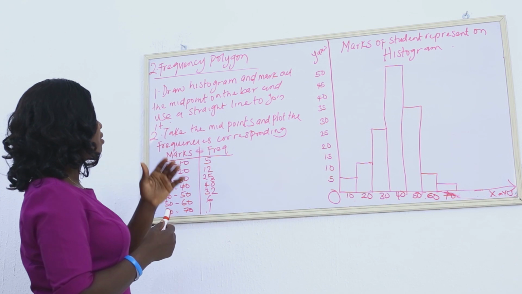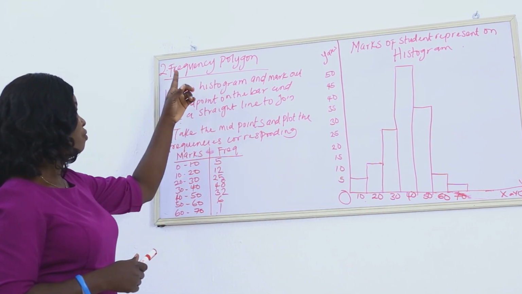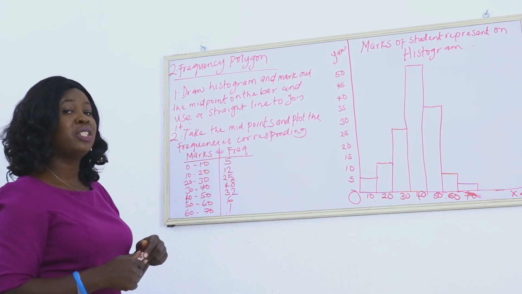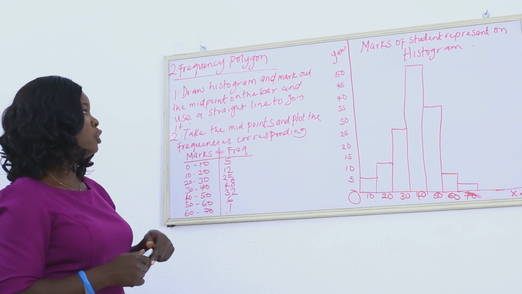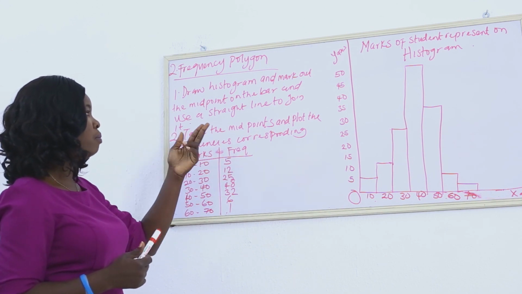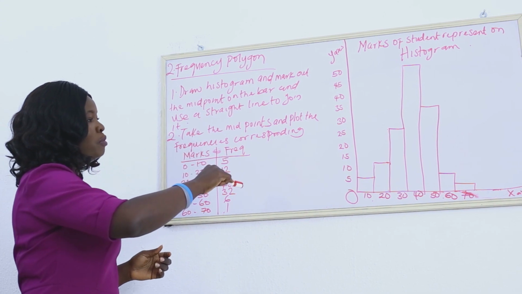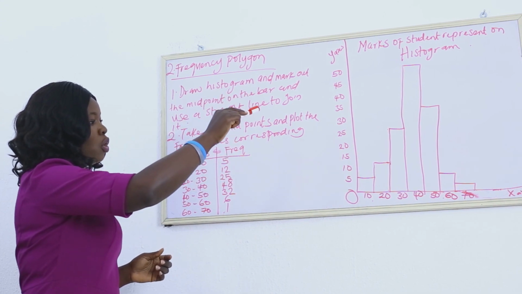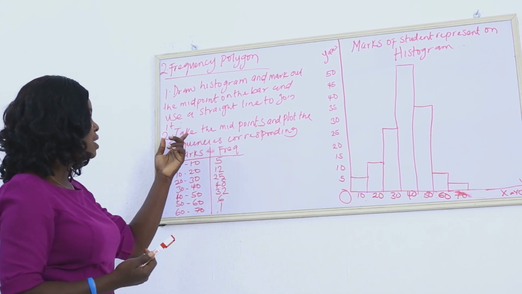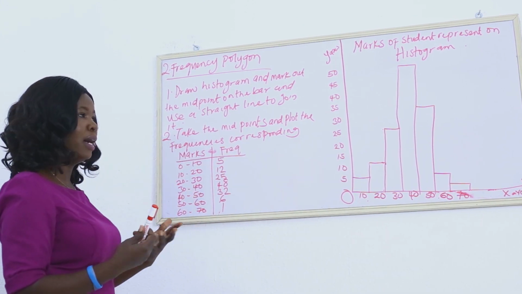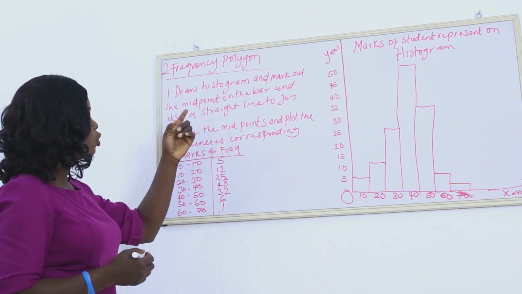Okay, the next graph of frequency distribution we'll be looking at is the frequency polygon. We can achieve a frequency polygon in two ways. The first one is to draw a histogram, mark out the midpoint on the bars and draw a straight line that joins all the bars together. Or we find the midpoint and plot the frequency corresponding to each of the bars. But I'm going to choose the first one.